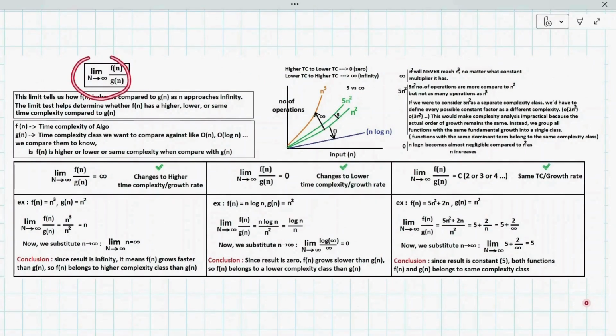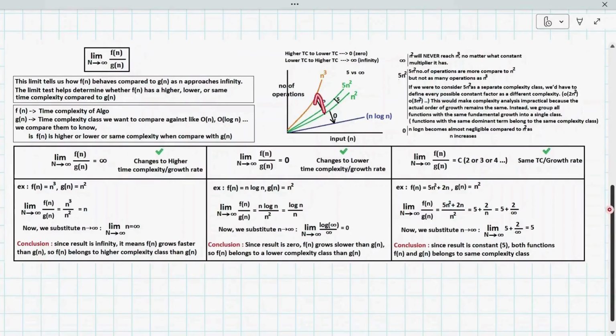See here I'm using limits. The limit helps us find how f of n is behaving compared to g of n. We take f of n as one time complexity and g of n as another time complexity we want to compare against. For example, to compare these two, take 5n square as f of n and n square as g of n. This limit tells us how 5n square behaves compared with n square as n grows to infinity. By using this limit, we can find whether f of n grows slower, faster or at the same rate as g of n.